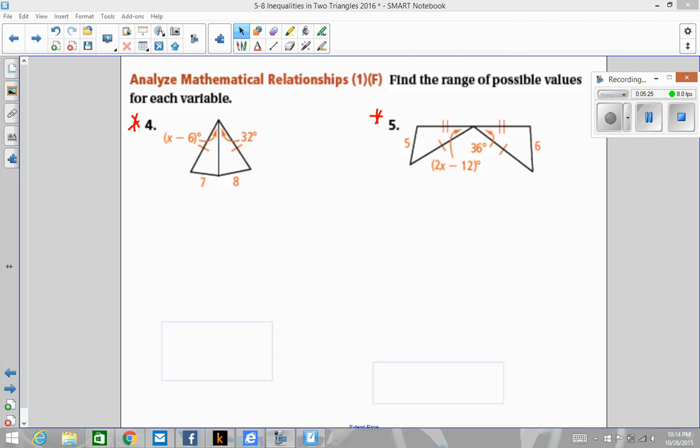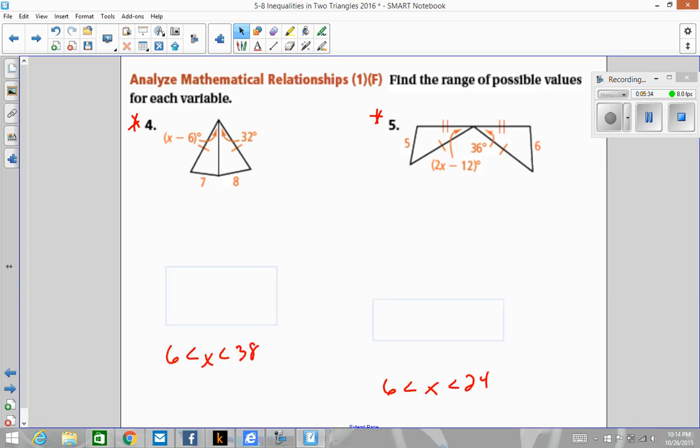Okay, now that you've had a chance to work on these for a minute, let's see how you did with the answers. If you did not get these answers, you might want to ask when you come to class to see an explanation. So the inequality is x has to be greater than 6 but less than 38. And x can be greater than 6 but less than 24.